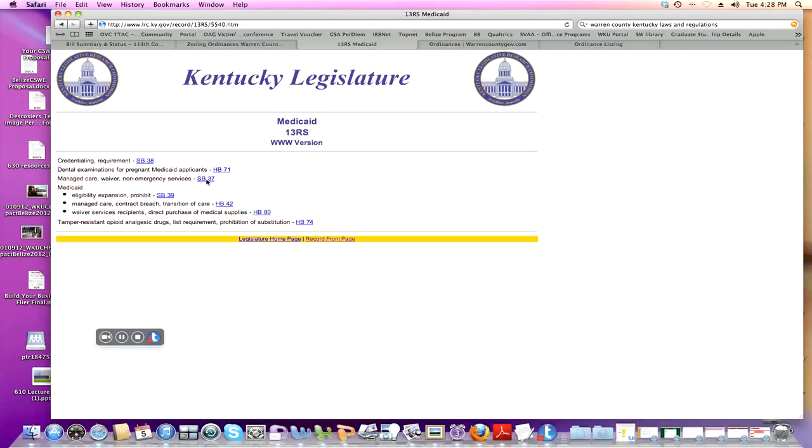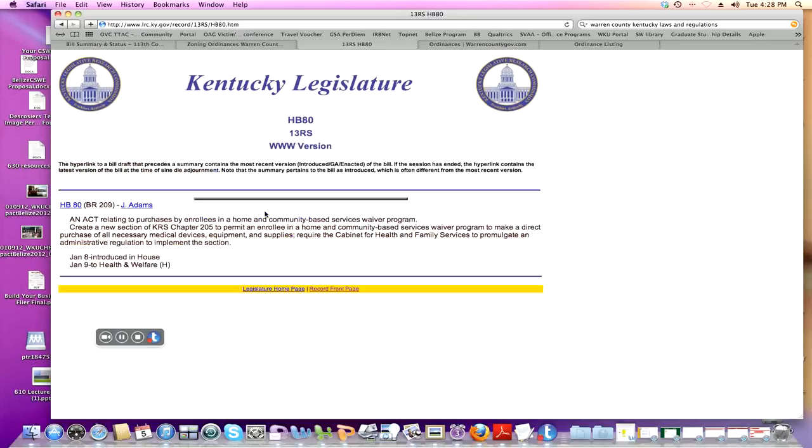Here's a managed care waiver, not for non-emergency services, eligibility expansion. Managed care, waiver services recipients. Many of you may be working with waiver clients. That's a very common thing that happens. So, then you could click on the bill and you could see what the bill says.